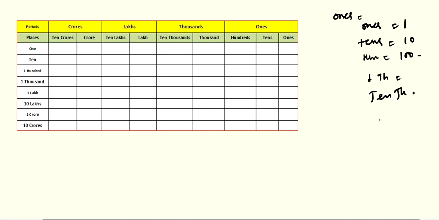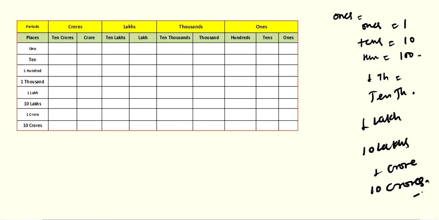Then in lakhs we are having 1 lakh. Then next we are having 10 lakhs. Okay. Then in crores, the first is 1 crore, then 10 crores. In your syllabus it is given up to 10 crores. So from the starting, in ones we are having 3 places, in thousands we are having 2 places, in lakhs we are having 2 places, and in crores also we are having 2 places here.